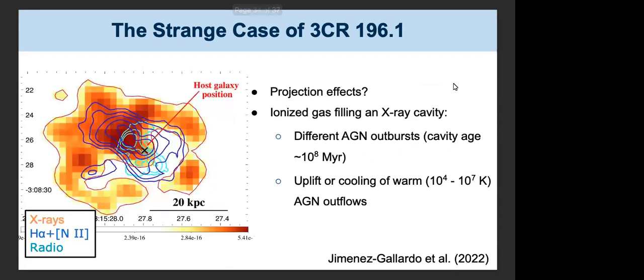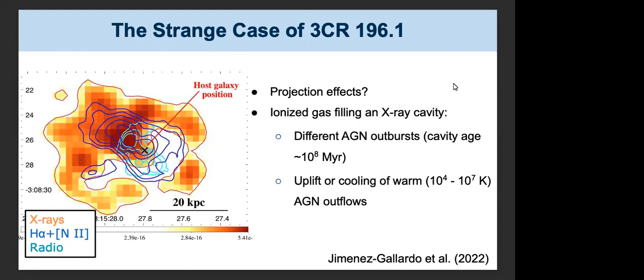But we believe that the most likely scenario is actually that we have this ionized gas bubble that's being inflated by the radio jet, mostly because of its morphology and the fact that the power of the jet would be more than enough to cause it. So we cannot really discard projection effects.